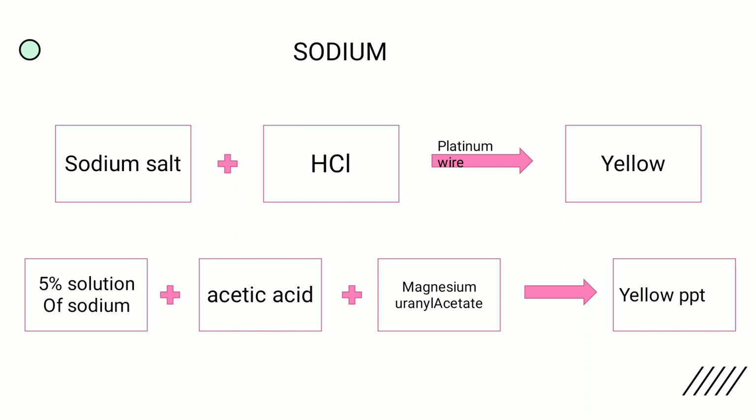What is meant by the Bunsen flame? It is a methane gas flame which is blue in color. Okay, so we put the metal wire on the Bunsen flame. The flame becomes yellow. Next is the 5% solution of sodium with acetic acid and then magnesium uranyl acetate. We obtain a yellow precipitate.